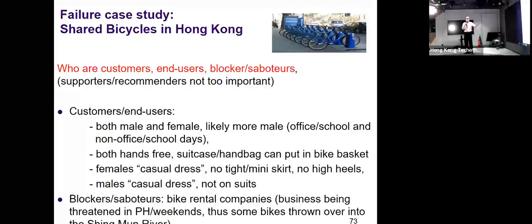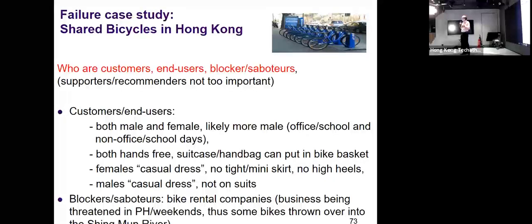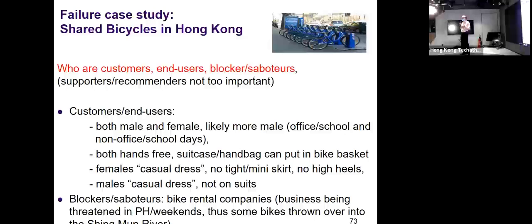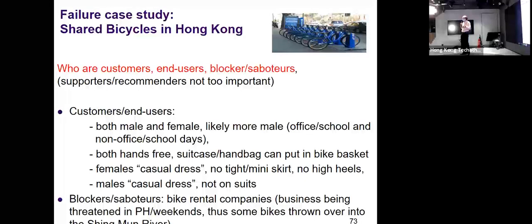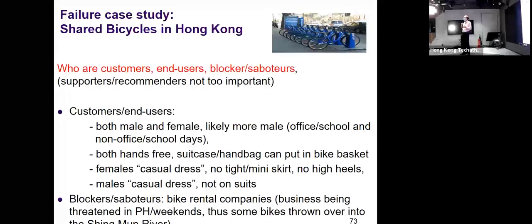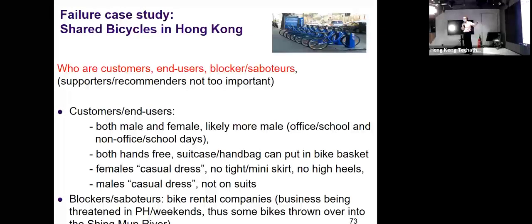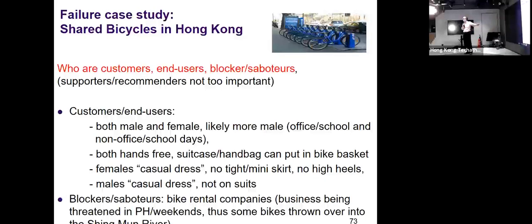For casual dress, workers, bike rental companies, we have seen some bikes being thrown in the river, charging. Because if you charge people $2.50 for half an hour, and then they charge something like $15 per hour, you're hurting the business. So when they see the bike, they throw it in the river. So not a lot of people can buy a bike to work or to go to school.